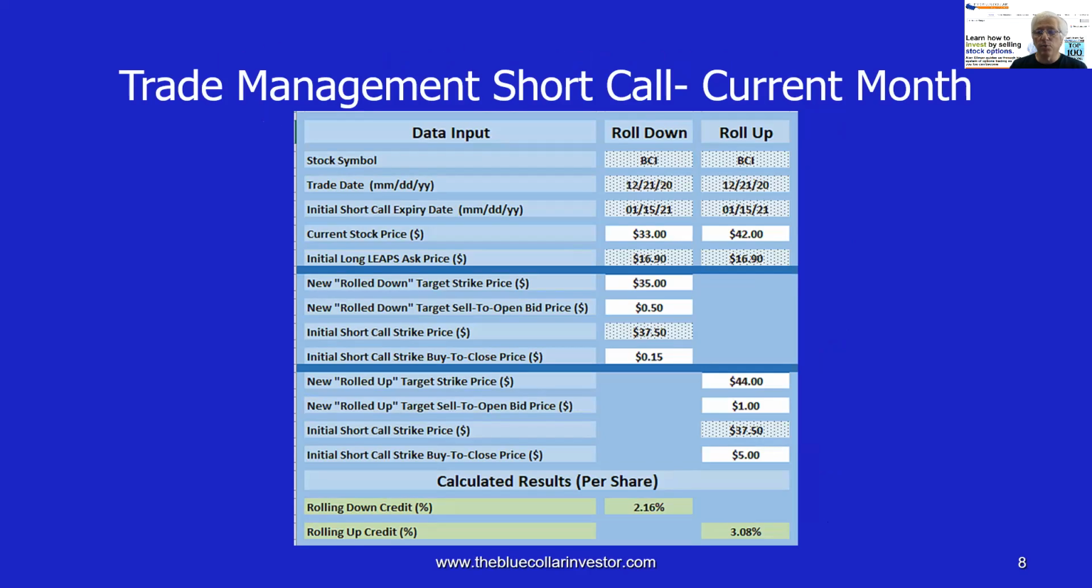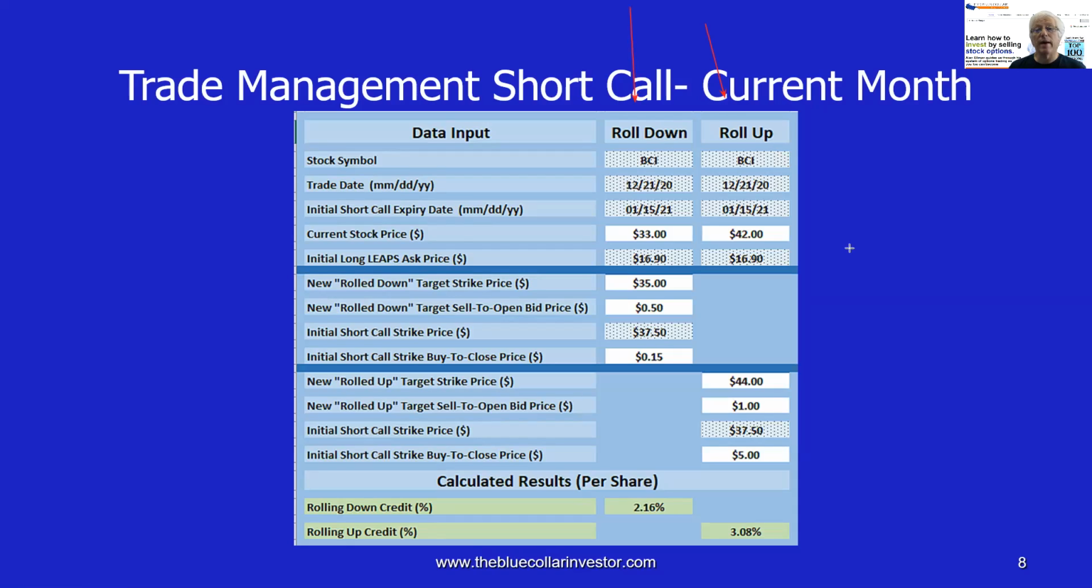calculator. Let's move on now to the second tab, which is trade management of the short call in the current month. Now, since we are taking a long-term position, we could both roll down and roll up in the same contract month. If we were doing traditional covered call writing, I will very rarely roll up in the same contract month. But this is different. We're taking on a 1 or a 2 year commitment.